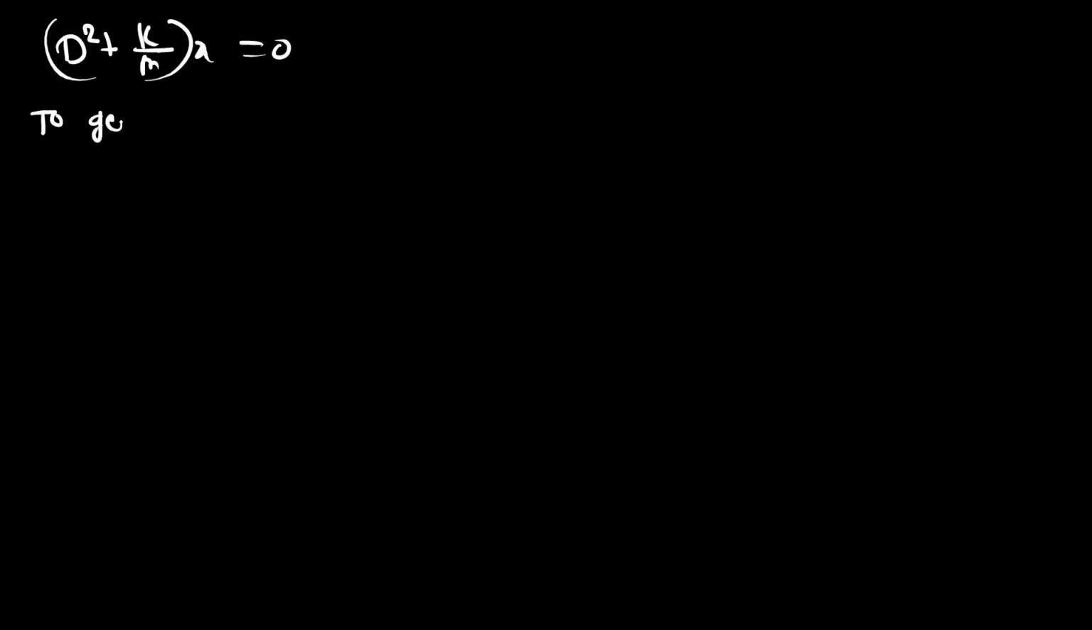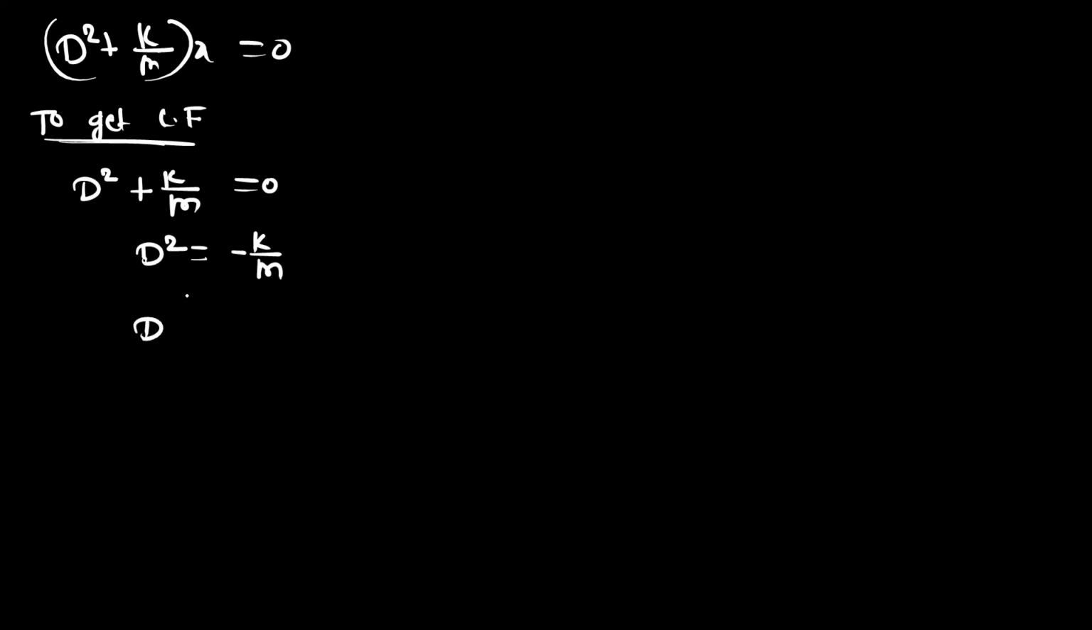So to get the complementary function, equate D square plus k by m to 0. So from this we will get the roots for D, or two values of D. So D square is equal to minus k by m, and if you take the square root, we will have the two values D1 and D2.